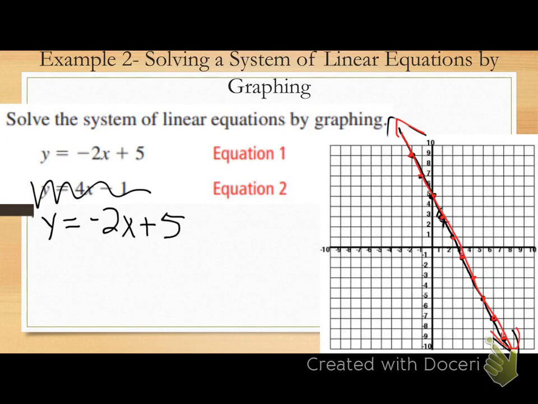Okay, the solution is where the graphs intersect. Where are the graphs intersecting here? Everywhere, right? They intersect at every single point. They're crossing, right? Technically, their points are on top of each other. So, does this line ever stop going in either direction? No. So what would you say for the answer here?